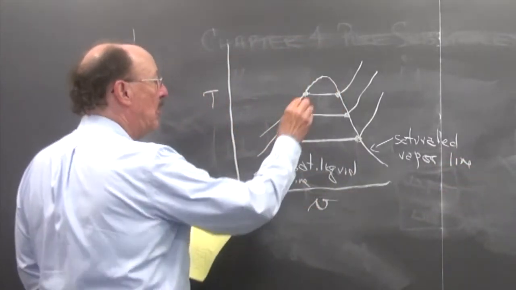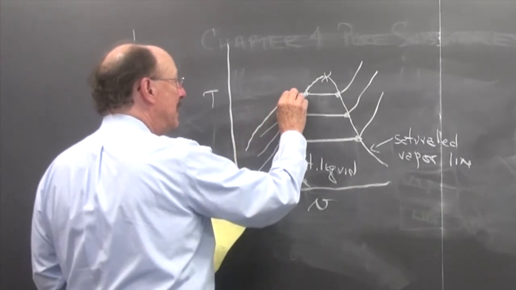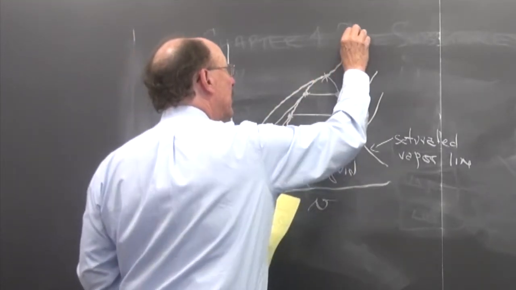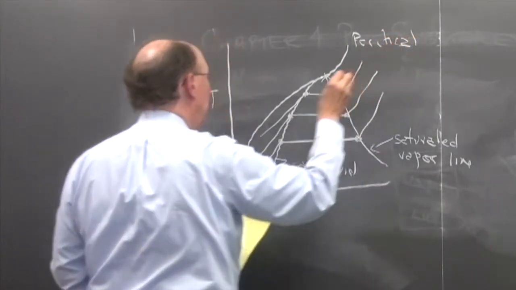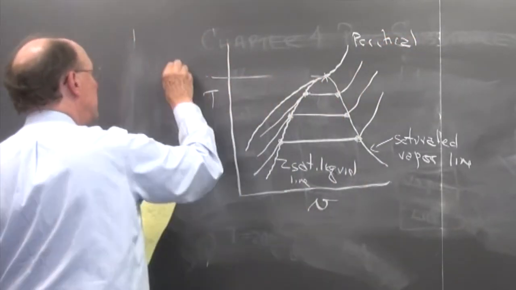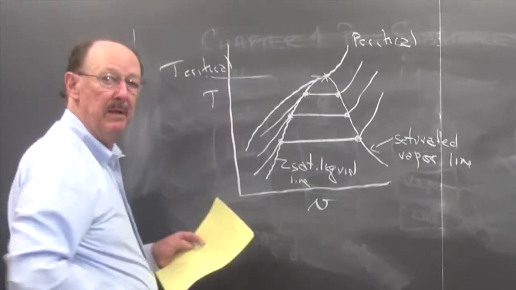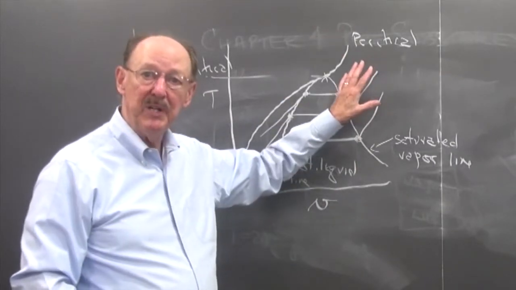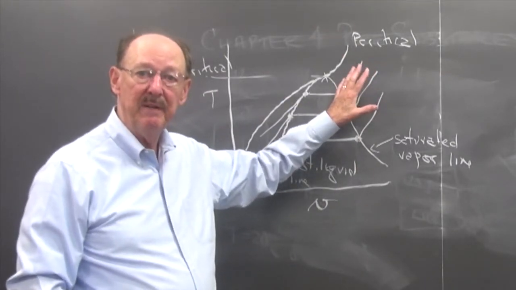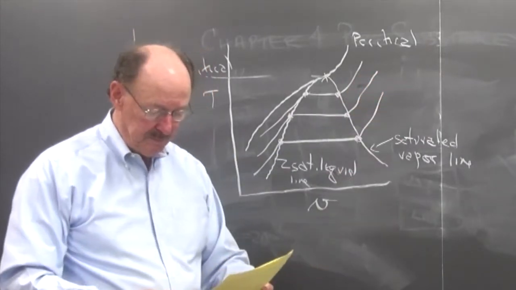And this point is called the critical point, and there's a critical pressure that would go like this, and this would be P critical. And this temperature is T critical. So pure substances are defined by their critical points. So each one has a unique critical point, and we can define what they are by that point.